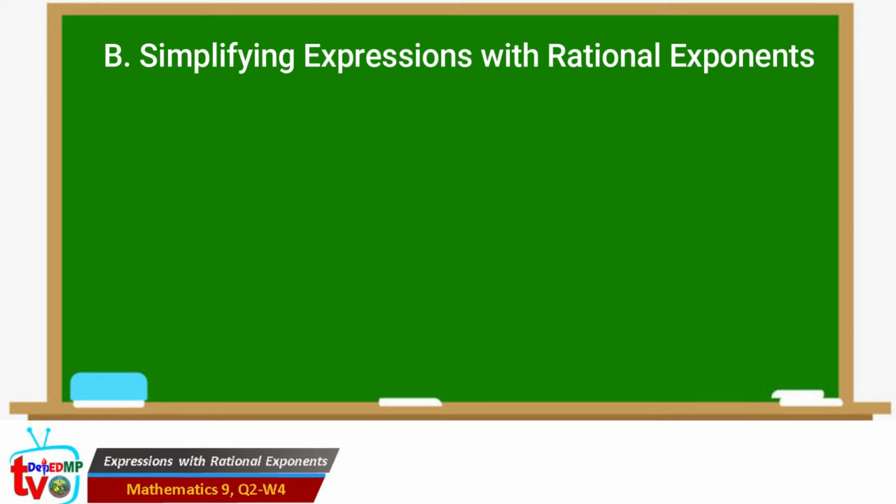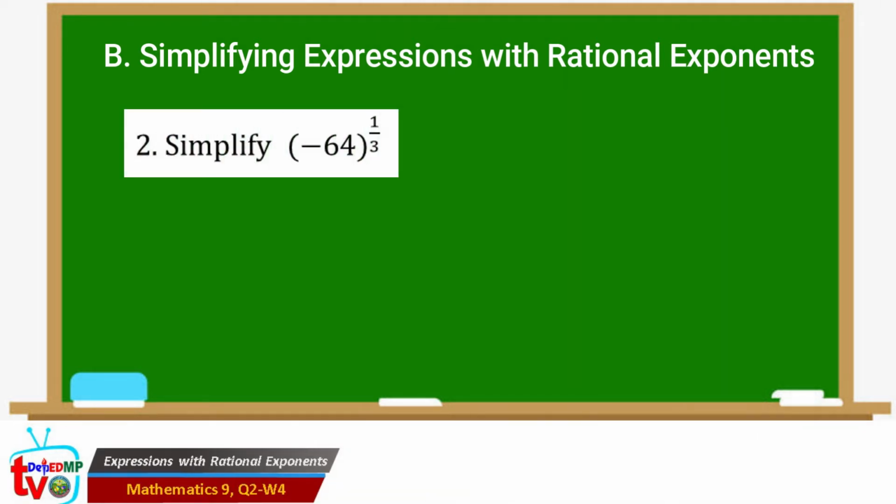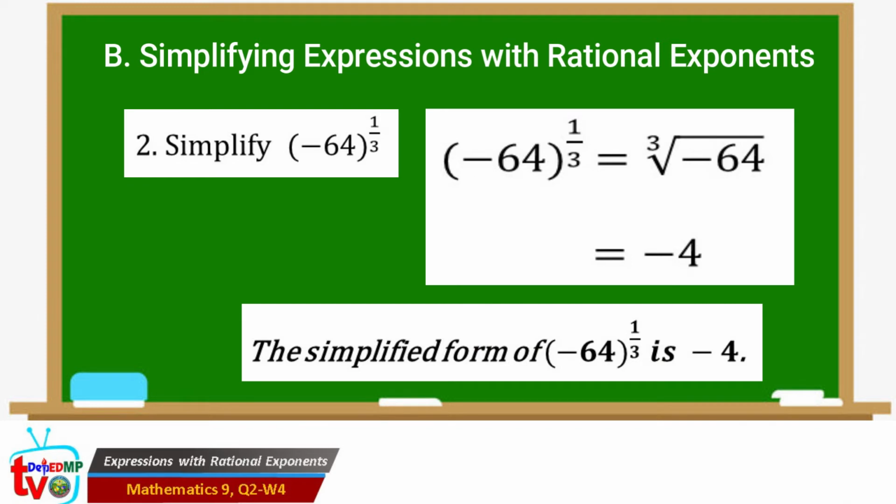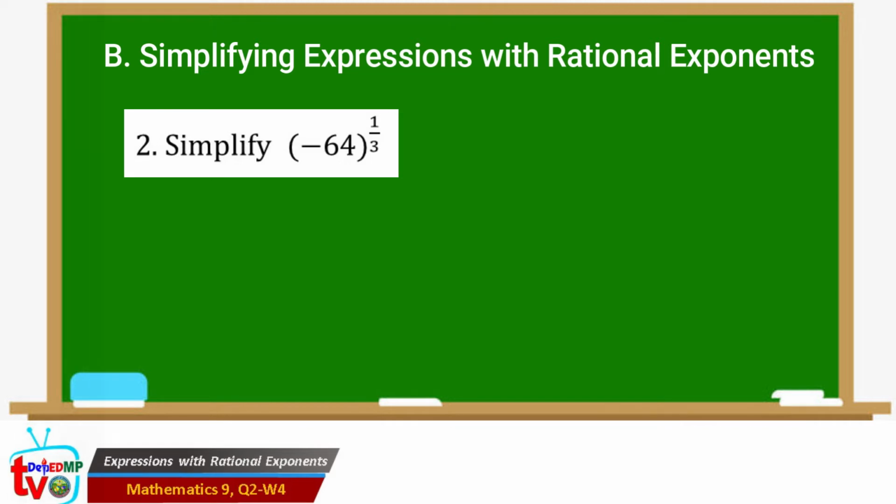Number 2, simplify negative 64 raised to 1/3. Rewriting it in radical form, it becomes the cube root of negative 64. Extract the cube root of negative 64, the answer is negative 4. Thus, the simplified form of negative 64 raised to 1/3 is negative 4.